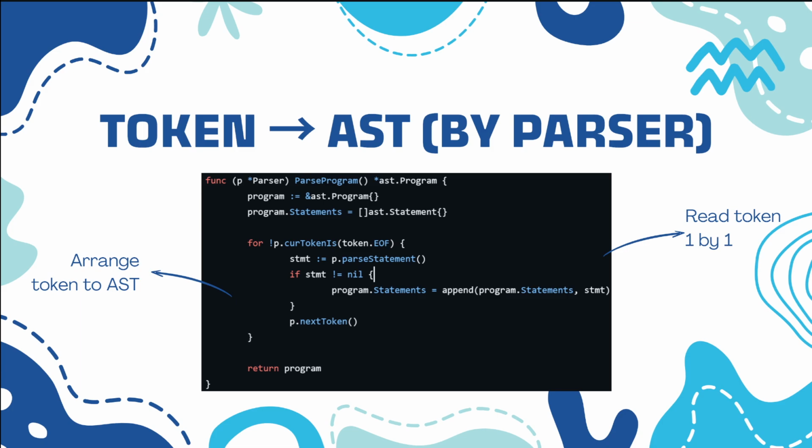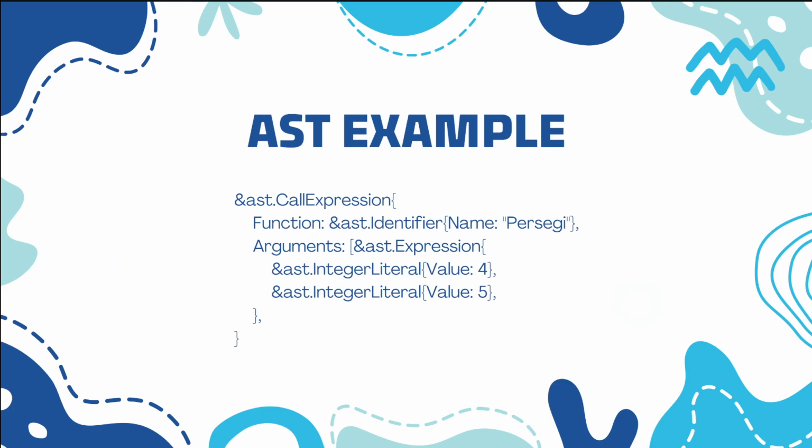Okay, so why do we need to use an AST? It's because an AST allows the interpreter to navigate the structure of our code in a more flexible and logical way. And in this section, it will basically just read the tokens one by one until the end of file, and then it will arrange everything into an AST. And this is the example of the AST. So this is the function named persegi, and then the arguments or parameters named panjang and lebar, and it will assign the values 4 and 5.